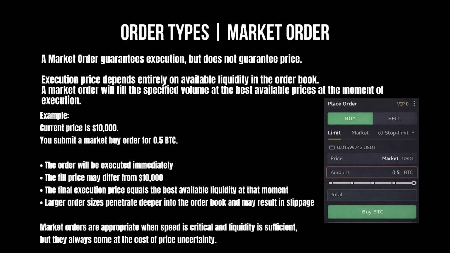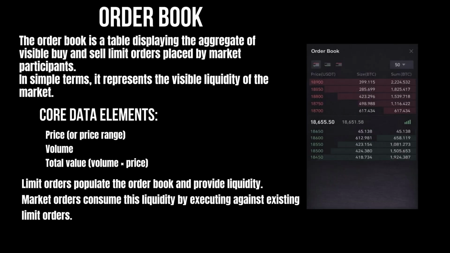If an asset has low liquidity and the trade size is large, the order may be executed across multiple price levels, resulting in a significantly worse average execution price. For this reason, when trading low liquidity assets or using large trade sizes, it is generally safer to use limit orders instead.